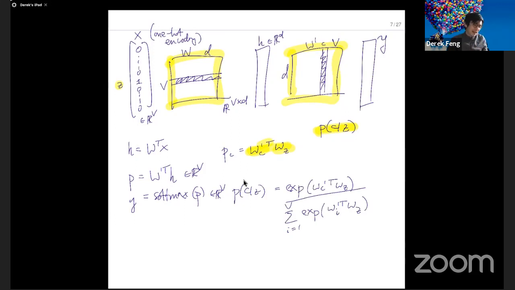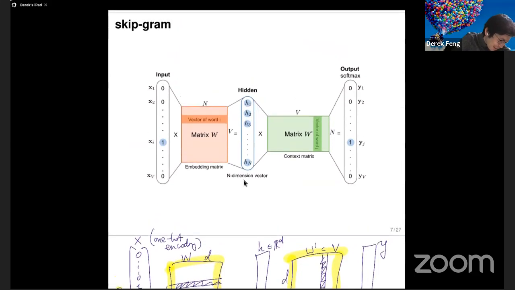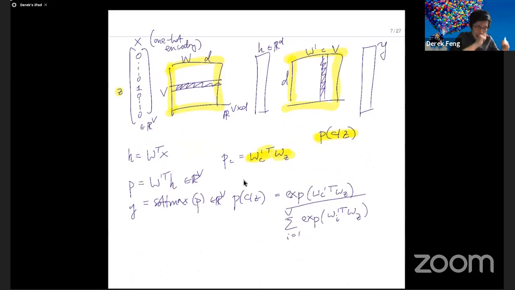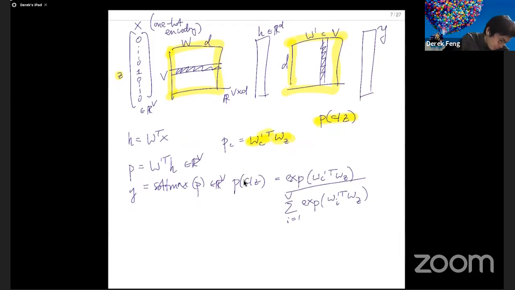So okay, now that I see this diagram, I realize it's actually confusing. So I sort of want to hide it. What Y should be is, okay, so, sorry. If you think about what we're doing, right?